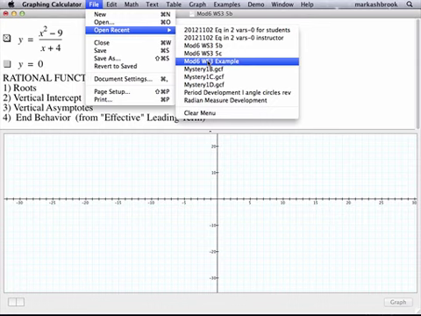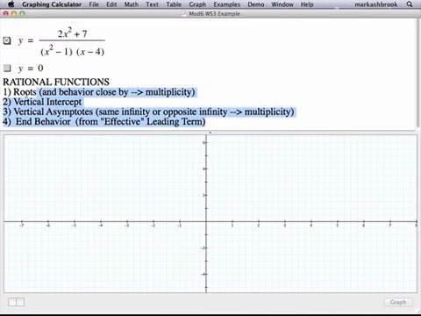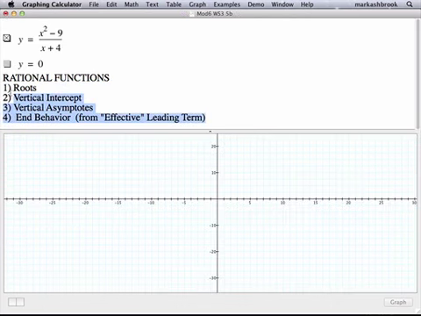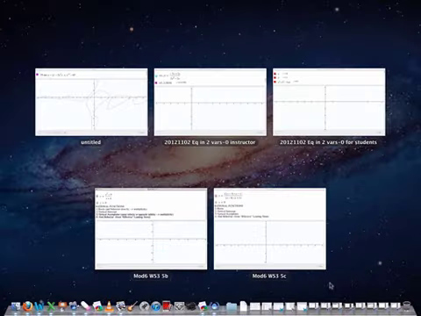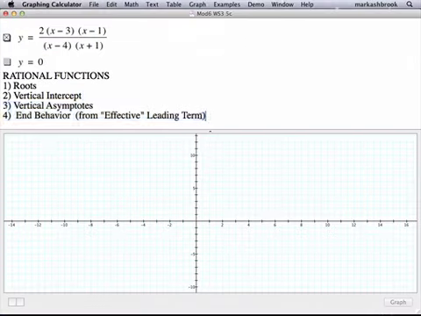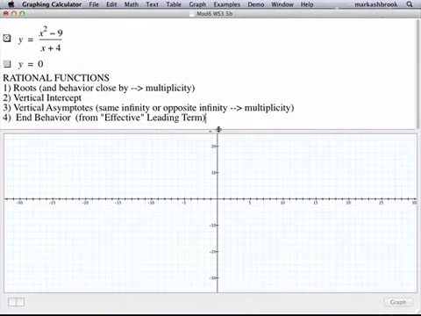Your goal is to make the graph. So you're doing the whole analysis, all four things, and then try to sketch the graph on the blank axes above. Calculator, see how good you can do.